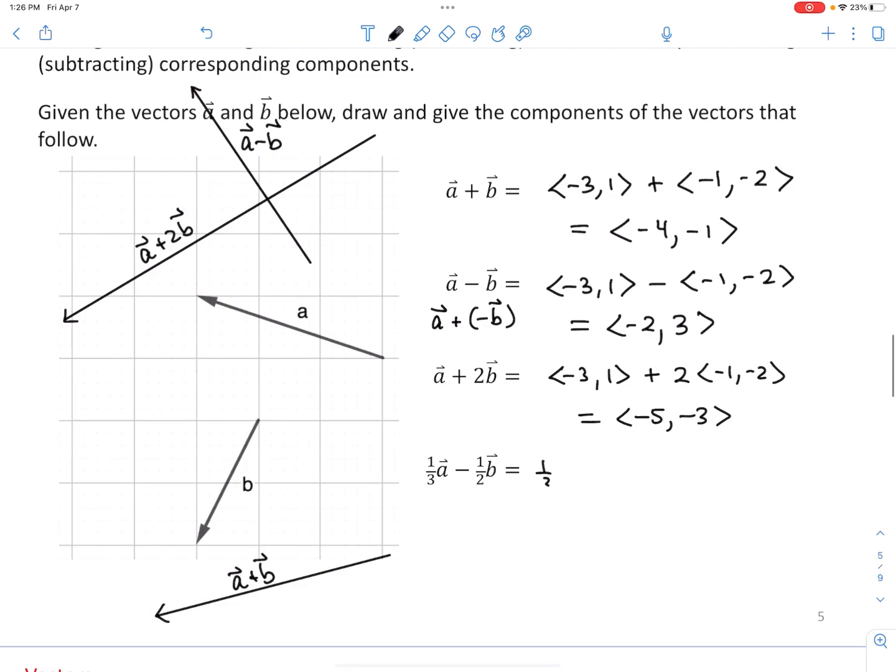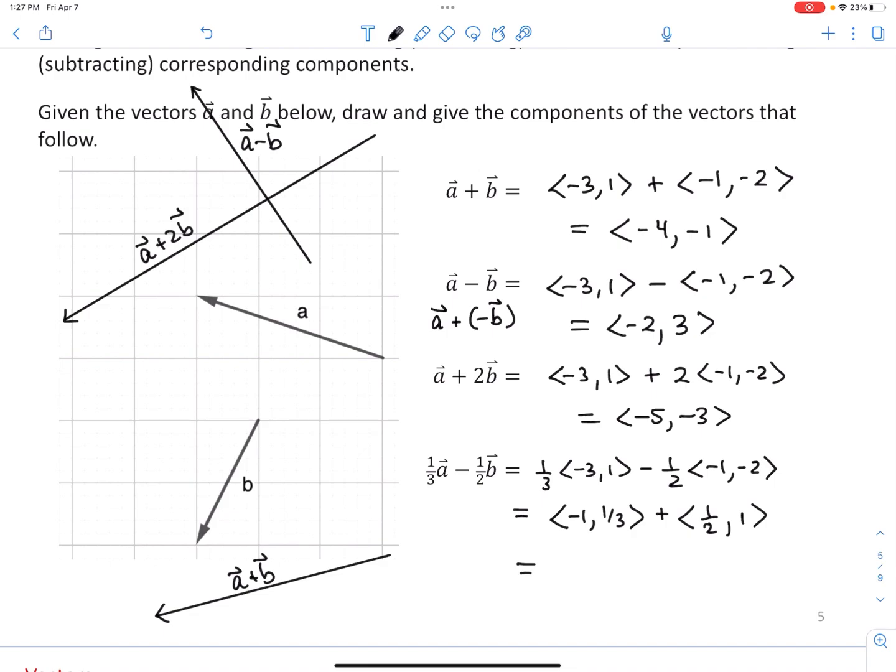We have 1/3 of vector A, and we're going to subtract 1/2 of vector B from this. Distribute the fractions. So you have -1, 1/3, plus, and distribute the -1/2. So -1/2 times -1 is +1/2, and then -1/2 times -2 is +1. And now I just continue with adding the components. -1 plus 1/2, that's going to be -2/2 plus 1/2, that's -1/2. And then 1/3 plus 1 is 1/3 plus 3/3, that's going to be 4/3.